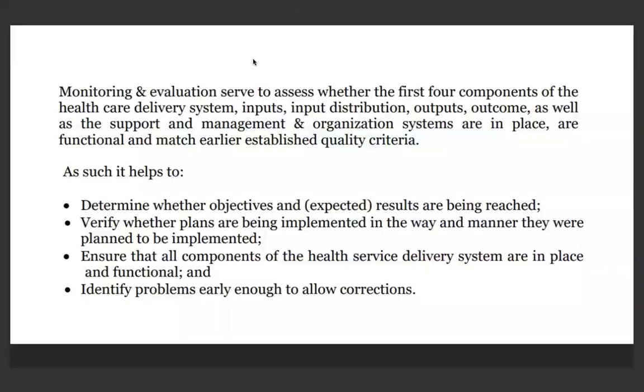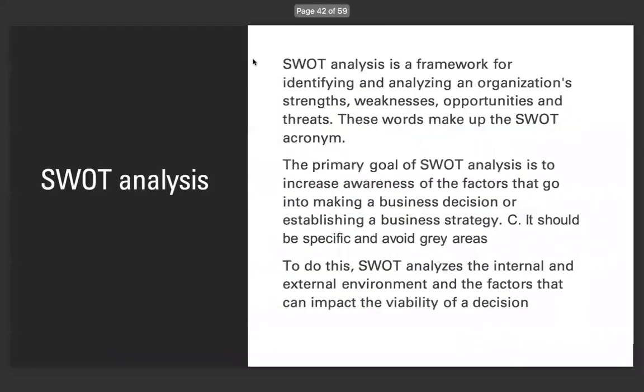Monitoring and evaluation serve to assess whether the first four components of the healthcare delivery system, input, distribution, output, outcome, as well as the support and management and organization system, are in place, are functional, and match earlier established quality criteria. As such, it helps to determine whether the objectives and expected results are being reached, verify whether the plans are being implemented in the way and manner they were planned to be implemented, ensure that all components of the health service delivery system are in place and functional, and identify problems early enough to allow correction.